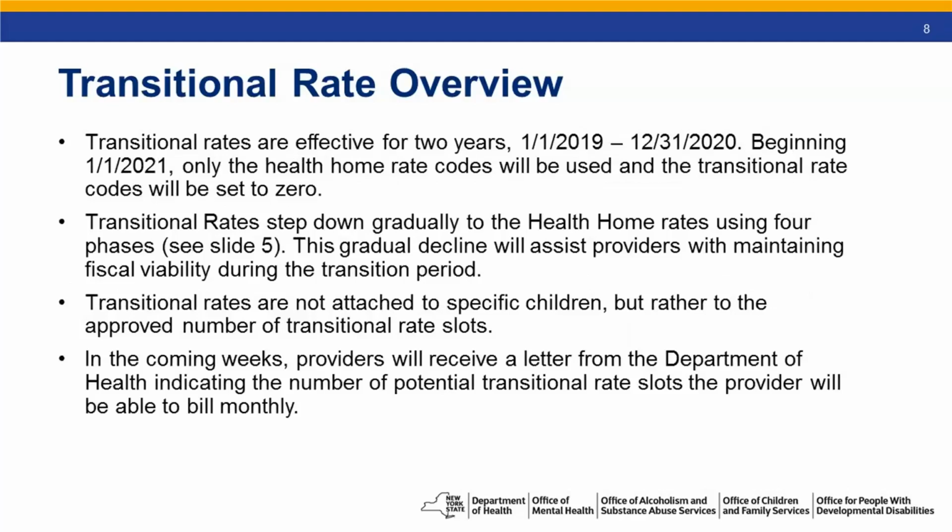The next slide, transitional rates are effective for 2 years, the January 1 through 12/31, 2020, and they begin. And then beginning on 1/1/21, only the Health Home rate codes will be used. So the way this is set up is during the transition period, you will be billing 2 separate rate codes. So for 2 years, you'll be billing 2 separate rate codes. Beginning 1/1/21, you will only be billing the 1 Health Home rate code.